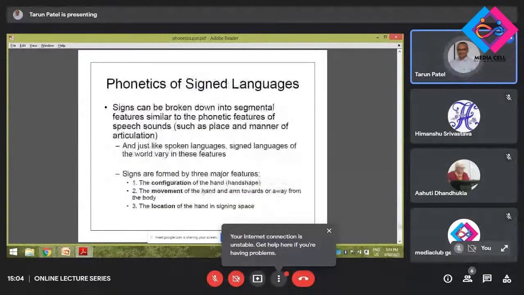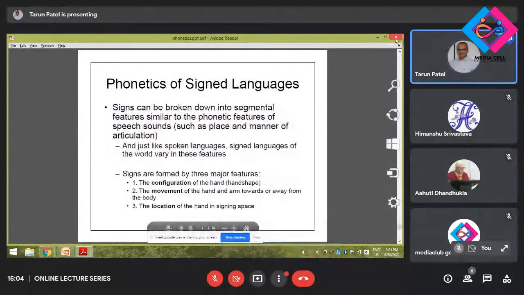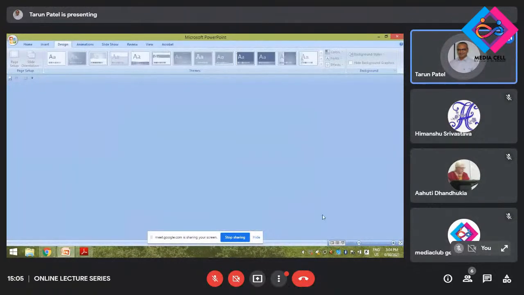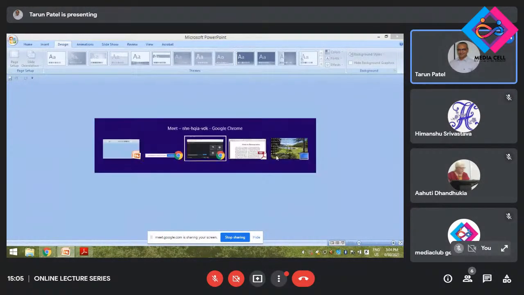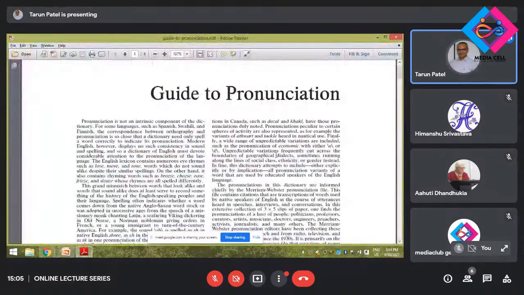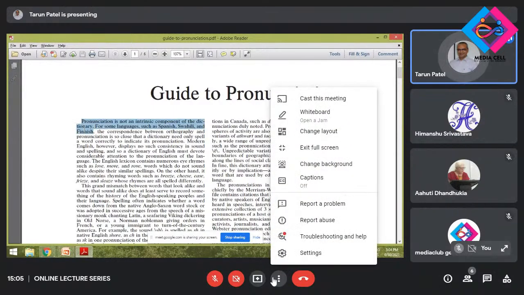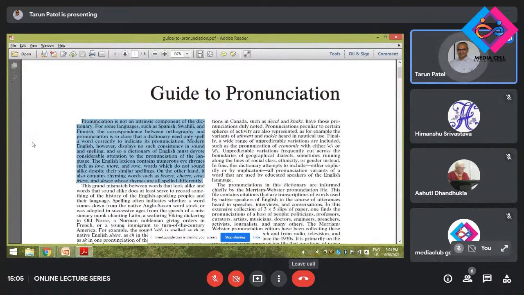All right. Now, one more resource that we would be getting deeper into. Here is a wonderful guide to pronunciation that we shall be looking at together. Not everything, so don't worry, but the most important parts of this document are worth going through.